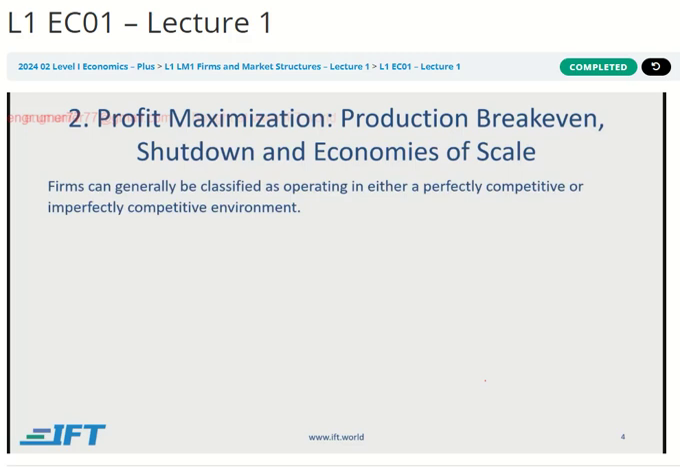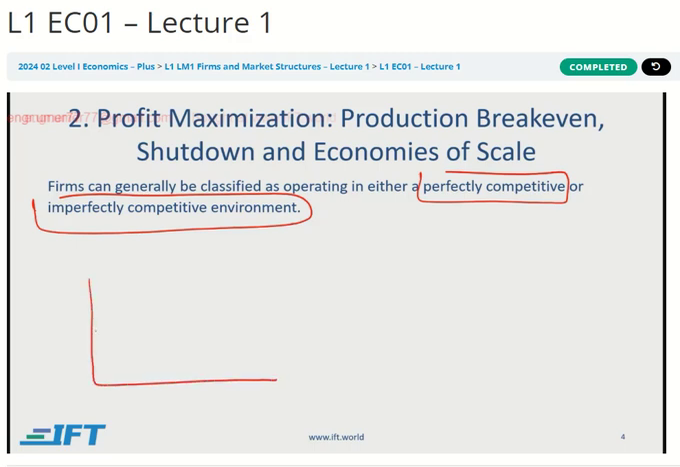So let's talk about profit maximization, production, break even, shutdown, and economies and diseconomies of scale. But before we get into all of that, let's talk a little bit about the difference between perfectly competitive and imperfectly competitive environments. When you are selling a product which is completely homogeneous, which means there is absolutely no difference in the product which one company is selling and the other company is selling, they're all selling exactly the same product, and therefore the level of competition is perfect.